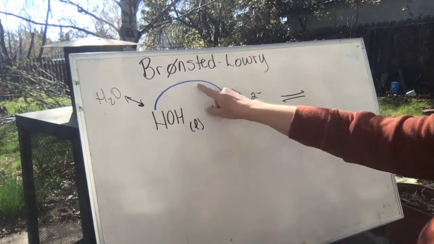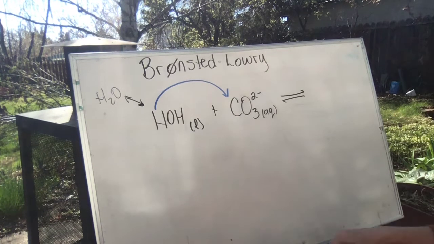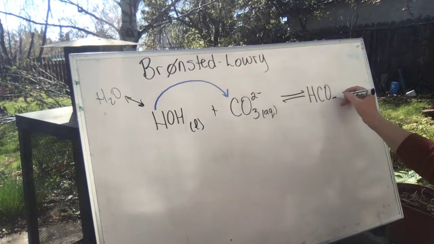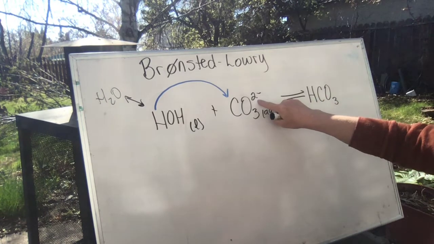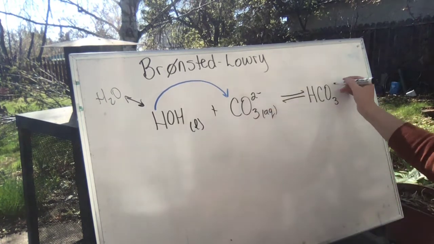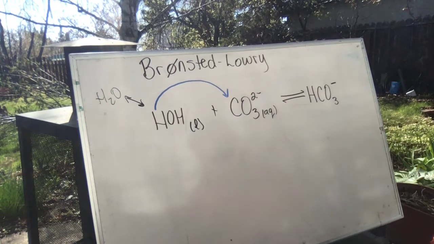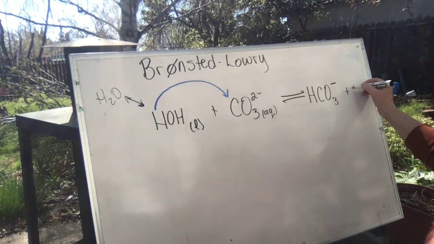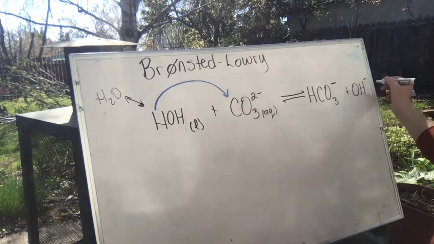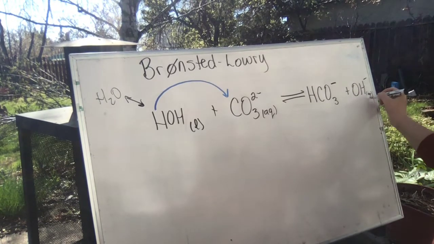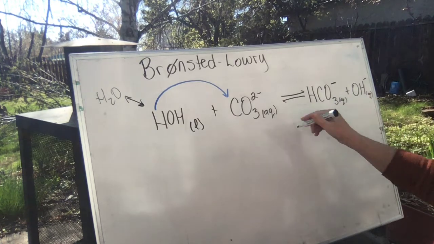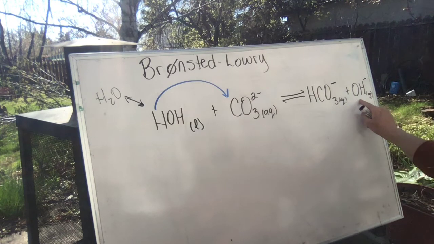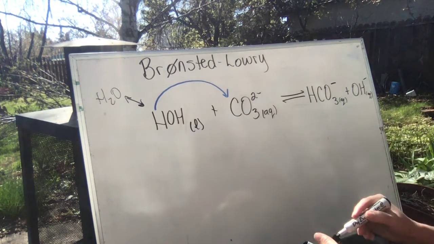Now, if it donates over, then I am going to make HCO3, and where I was 2-, now I've added a 1+, so the difference there is now I'm only 1-. Okay, and what do I have left over from my water? Hydroxide. And that is showing us that carbonate is actually a base, because what it's doing is producing hydroxide in solution.